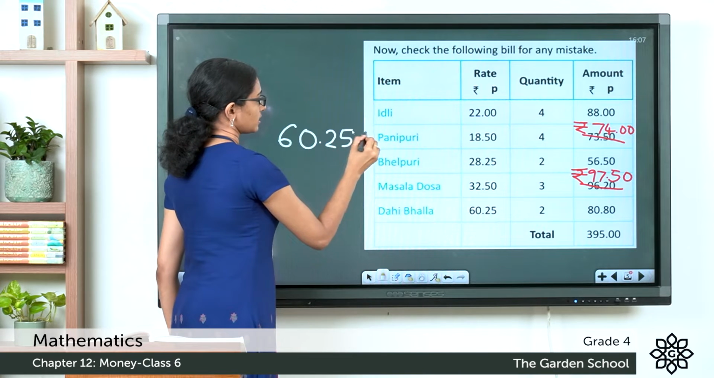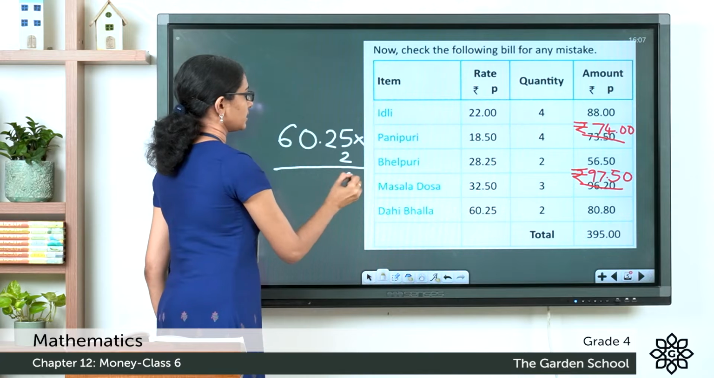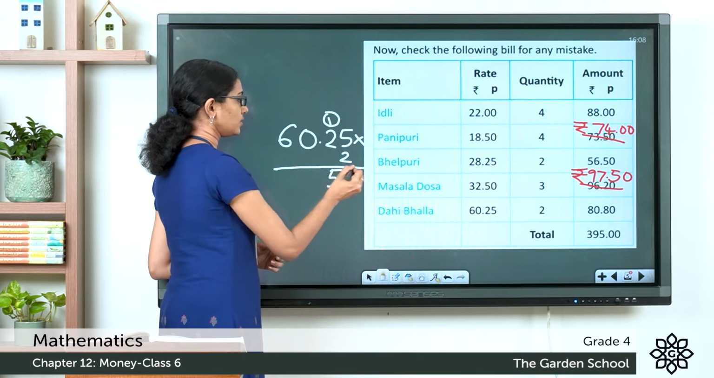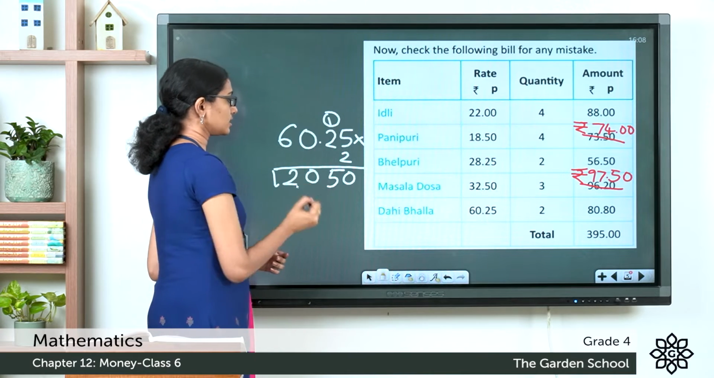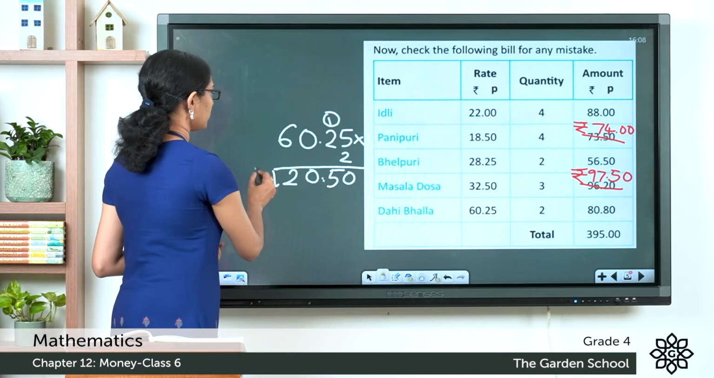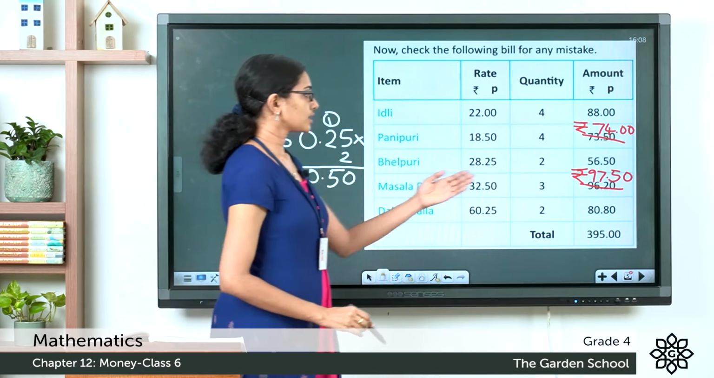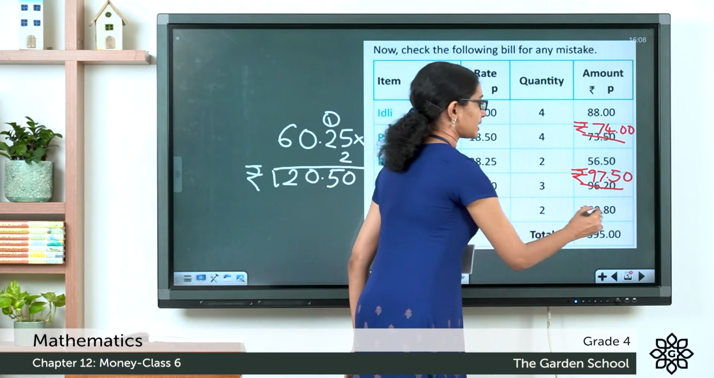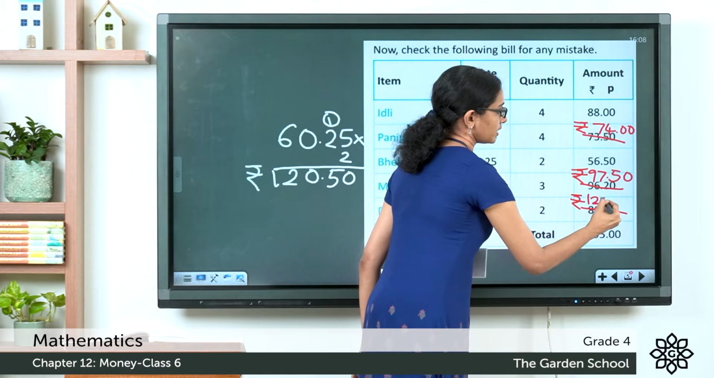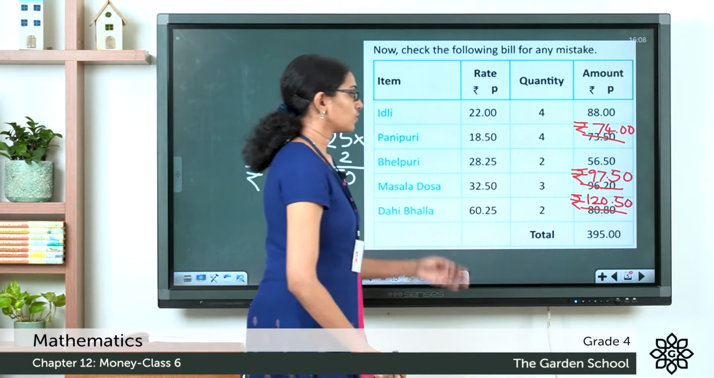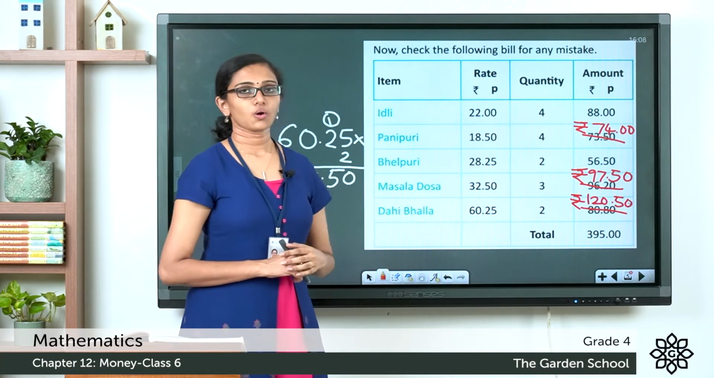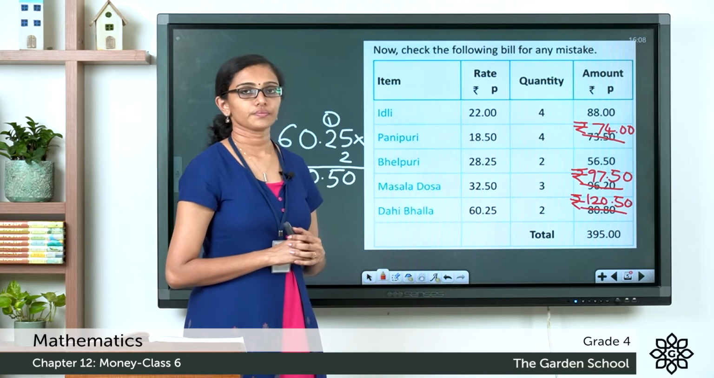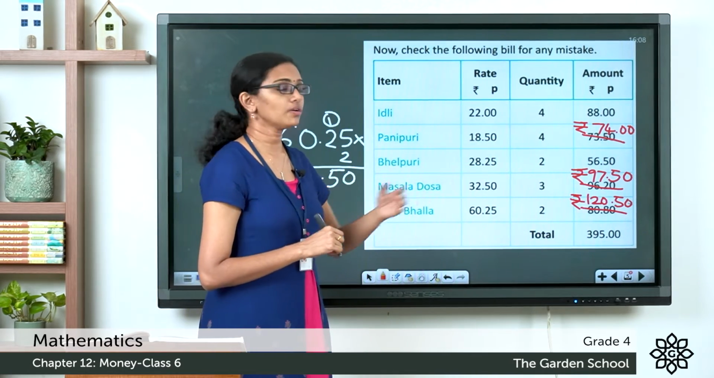25 paise into 2. That will be 0 here, 1 carried over to the next place, 2 into 2, 4 plus 1, 5. Again 0 here and here it is 12. Now the total amount for dahi bhala is 120 rupee 50 paise and the amount given there is incorrect. The correct amount is 120 rupee 50 paise. So since 3 of the costs were given incorrect, the total in the bill will also change. So let's find the correct total amount to be paid.